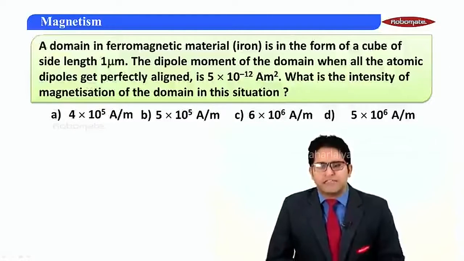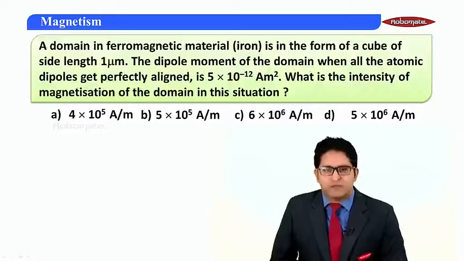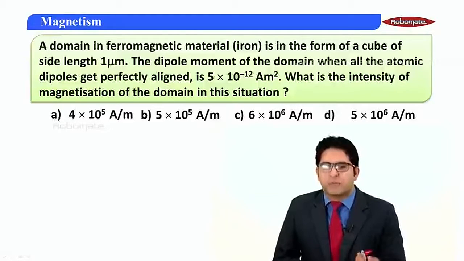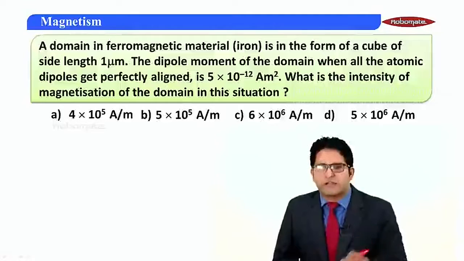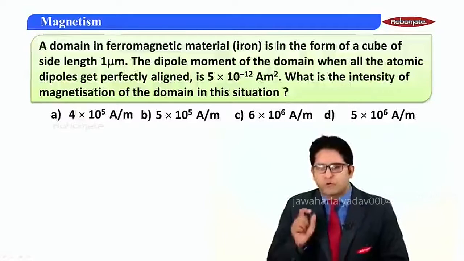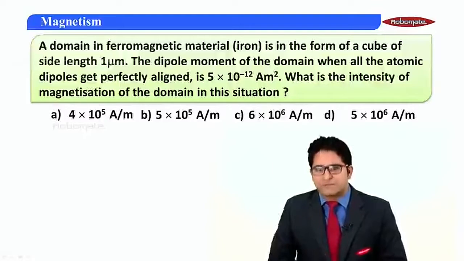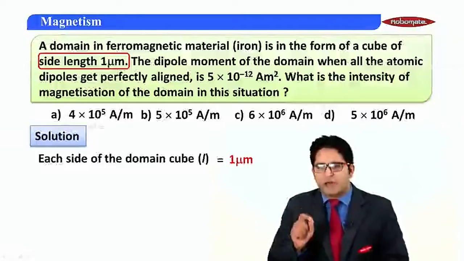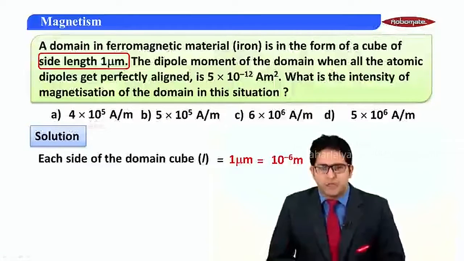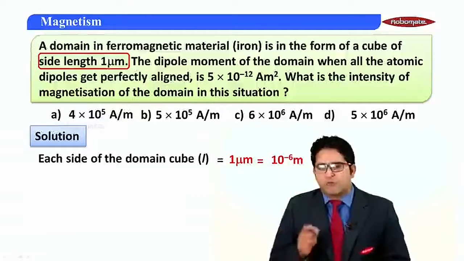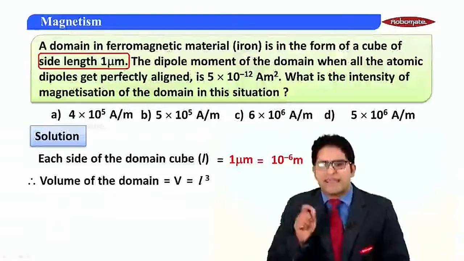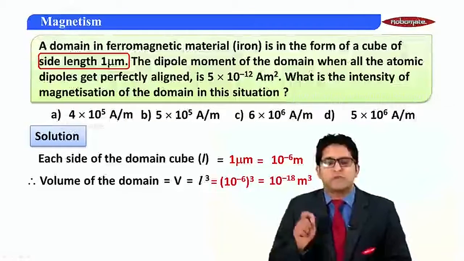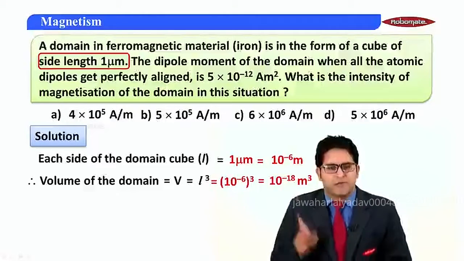Now students, in this case we need to find intensity of magnetization or magnetization. Now we know formula for magnetization. It is given by net magnetic moment per unit volume. So firstly we need to calculate the volume of the cube, right? So for calculating volume we need length, and the value of length is 1 micrometer. So it can be written as 1 into 10 raised to power minus 6 meter. Now from this length we can calculate volume. What is the volume of cube? Volume of cube is given by L cube. So it will become 10 raised to power minus 6 cube, which is equal to 10 raised to power minus 18 meter cube, right?